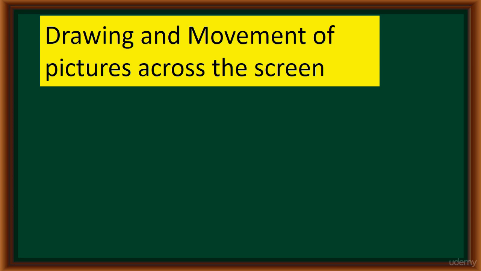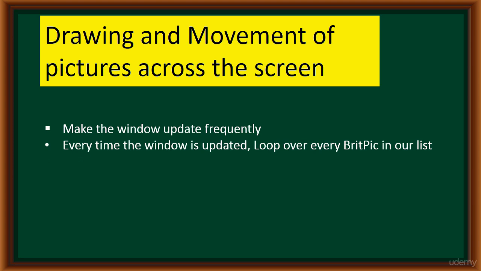The first task, we're going to make the window update frequently. The second task is that every time the window is updated, we want a loop that will loop over all the breakpicks in the list. So we'll implement a loop that will loop through all the breakpicks in the list. Also, for each of the breakpicks, we want it to move to the left by 2 pixels. So we're going to implement that.